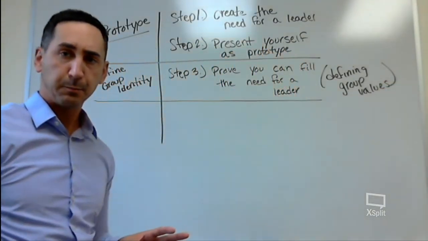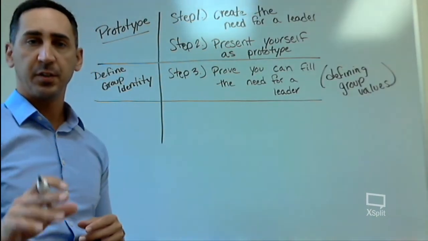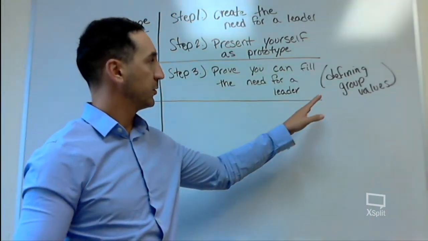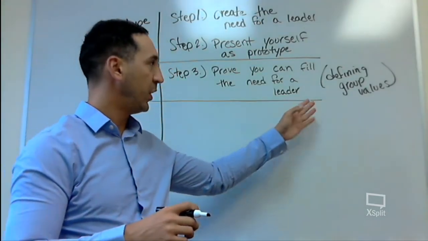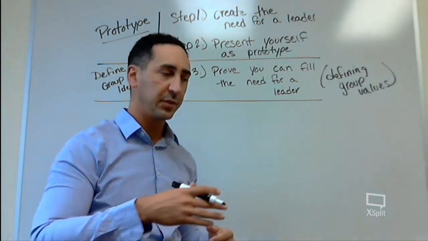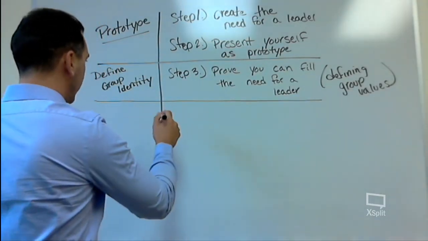This is where you are defining group values. Okay, and so before I go any further, let me go ahead and get step number four, because step number four explains how this works. If you come into a group that already has values, then how are you defining the group values? What are you doing there? So let's go ahead and move on to step four. So the third category then.